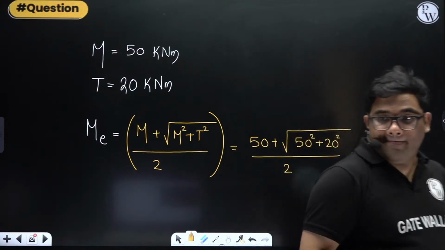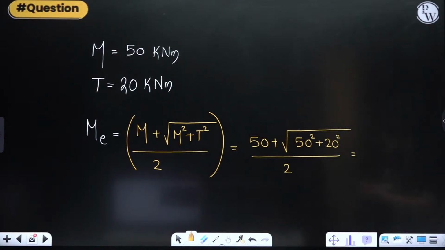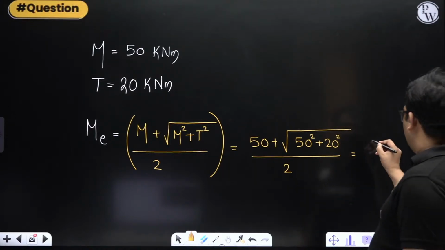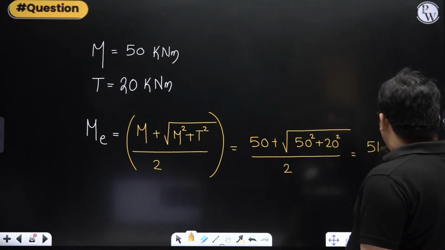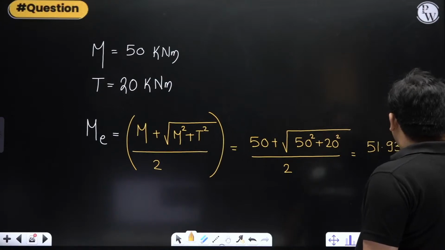So 50 square plus 20 square plus 50 divided by 2. Wait. 50 square plus 20 square root of this plus 50 divided by 2. 51.926, or we can write down 51.93 kilonewton meter.